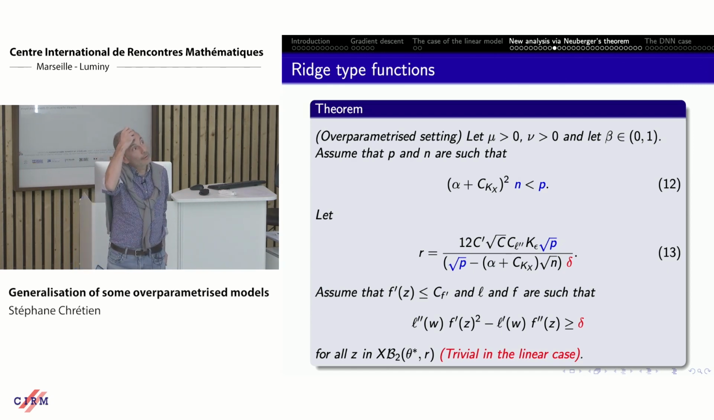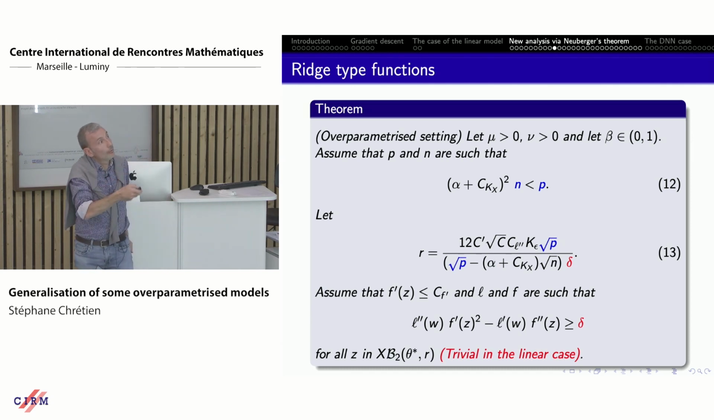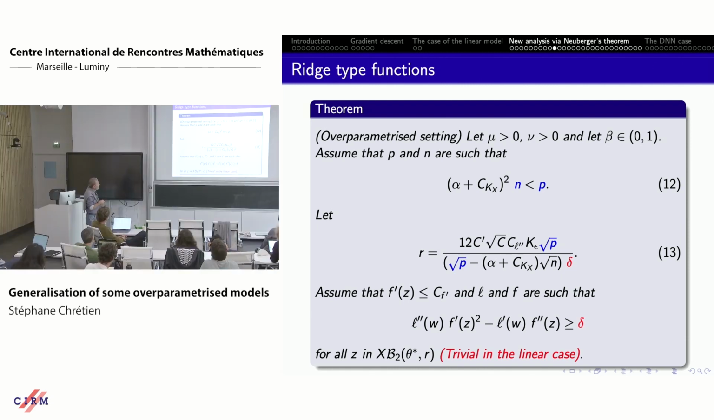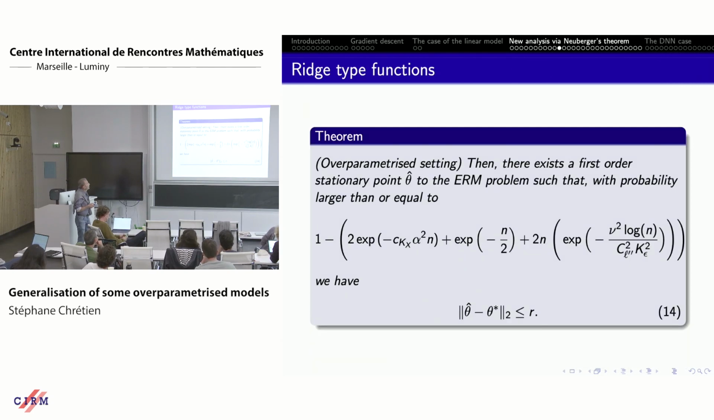So in the overparameterized setting, if you assume that p is larger than a constant times n, here is the radius, and you assume that you have a constant on the derivative, and that you have this inequality that holds, which is trivial in the linear case, so that means when f is linear here, then you can prove that with very high probability there exists an estimator of least norm in this radius of the truth. Okay. So how do you do that?